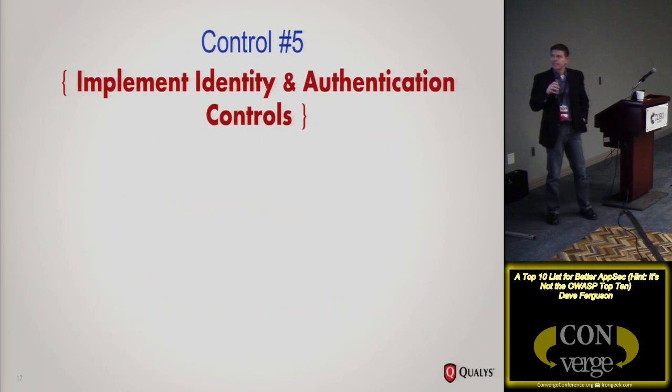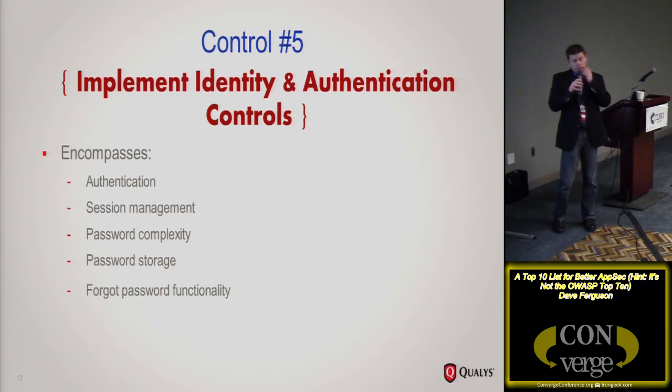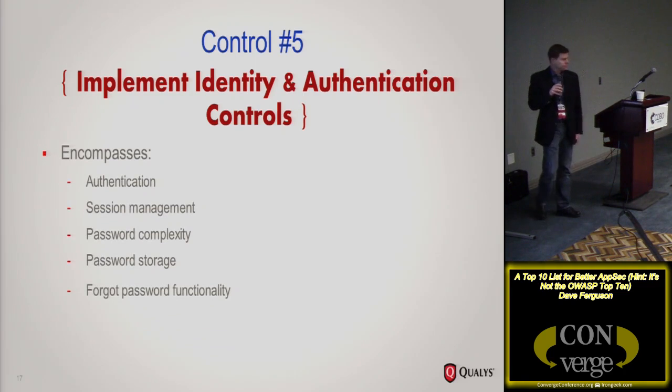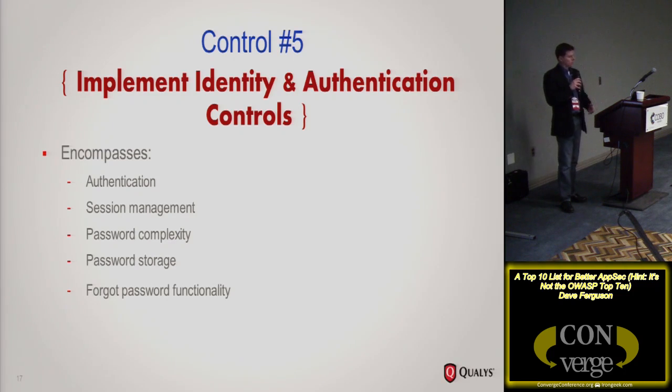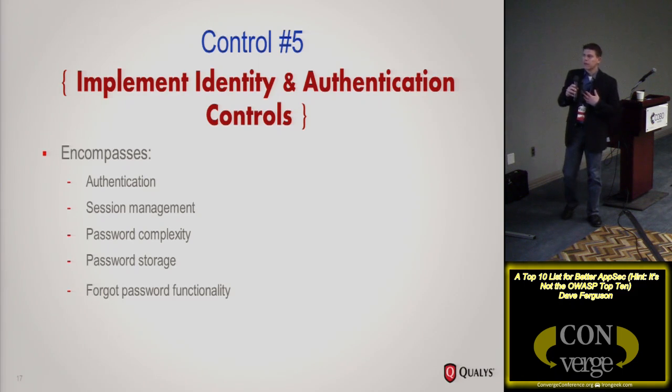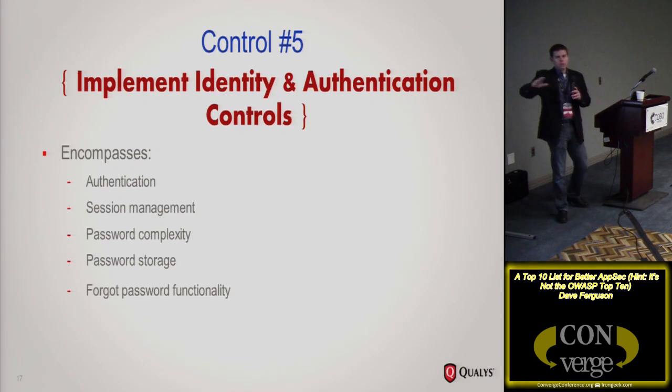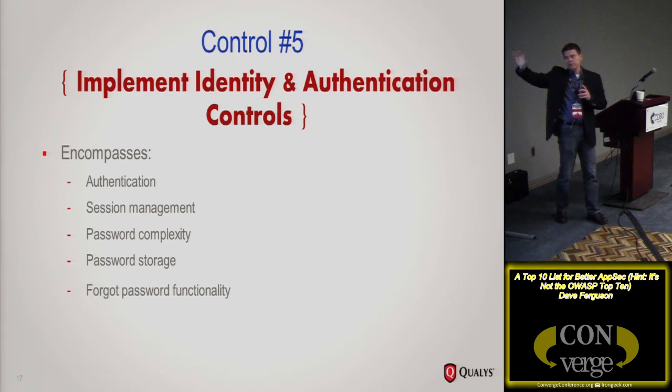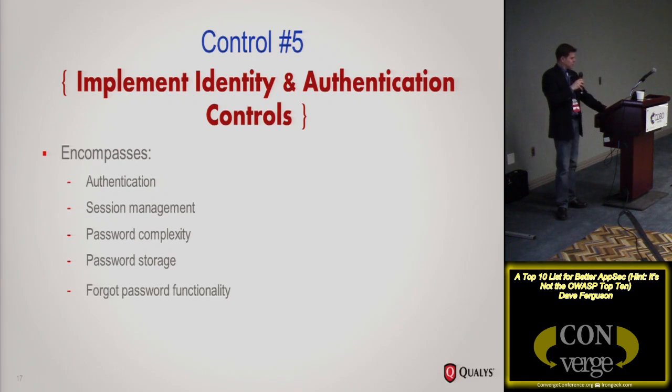Control number 5 is implement identity and authentication controls. So similar to access controls, but now we're talking about authentication. This is more broad than that, though, because authentication is more than just username and password. Please authenticate me. It also encompasses session management, password storage and complexity, and forgot password functionality, which is something near and dear to my heart since I wrote the cheat sheet on that. But each one of these is a whole topic, an hour-long talk in itself. So it's just kind of scratching the surface.